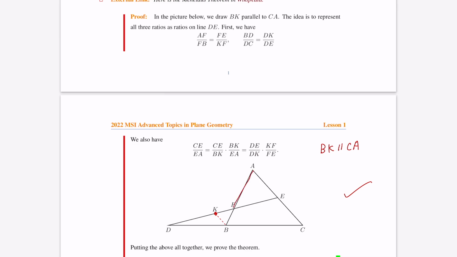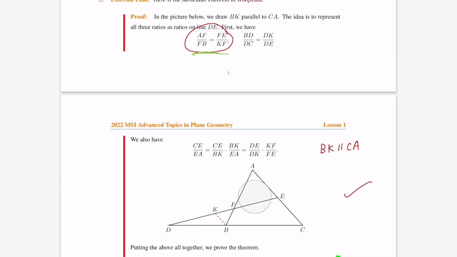First, AF over FB, I claim, is equal to EF over KF. That's the first equation. I'm not going to talk about why this is true because it is obvious that we have two similar triangles. This triangle is similar to that one. Why? Because these two angles are the same, and these two are alternate angles since the lines BK and CA are parallel. So for these two triangles, two corresponding angles are equal, and therefore they are similar. This is the basic configuration of similar triangles. By the properties of similar triangles, we have this first equation.